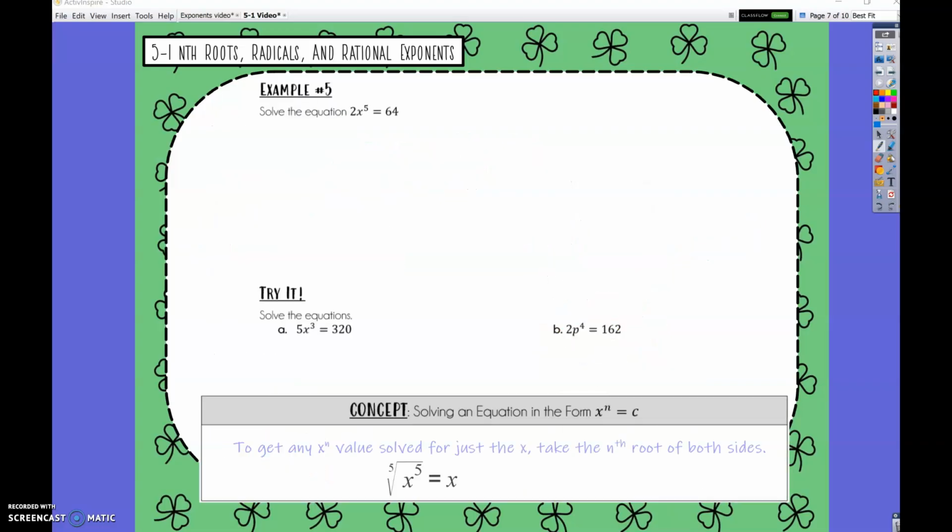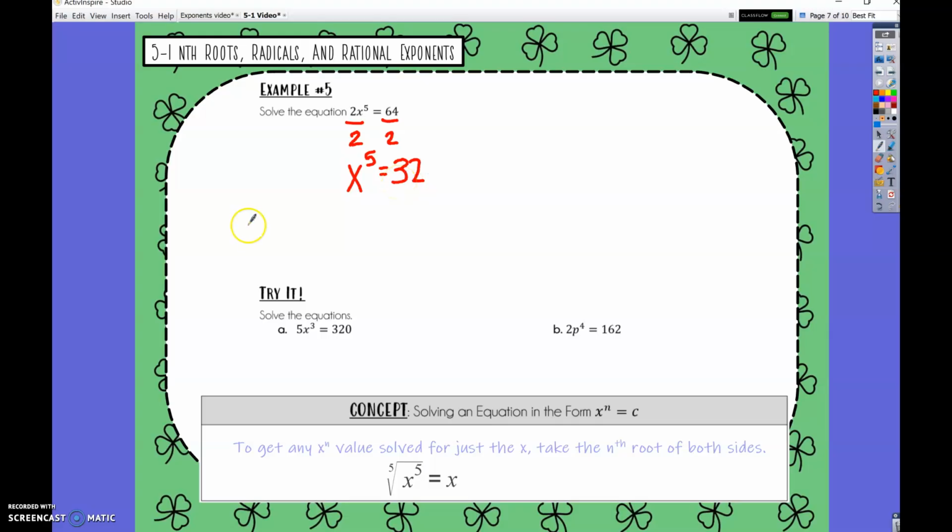Now, with all that practice with the exponents or the radical view, remember, sometimes you want to look at it like it's a power over the root. Sometimes you like to look at it as a radical and just think what number you can multiply by itself a certain number of times. But now we're going to use all that to solve these. For example 5, we have 2x to the 5th equals 64. It's important first to just get that x by itself. So x to the 5th equals 32.